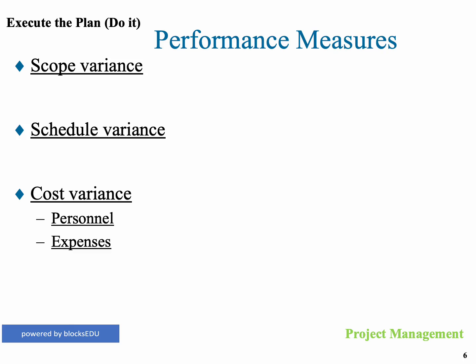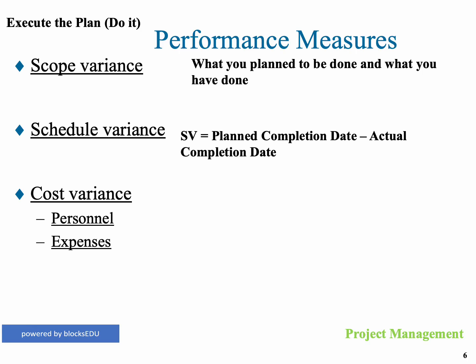Now, in order for us to answer those questions, we need to look at some performance measurements. We need to look at the scope variance, the schedule variance, and the cost variance. The scope variance is simply what you planned to do and what you have done at whatever point in time you're doing your project health and status. Schedule is planned completion date versus actual completion date. For every task you have, what date did you say you were going to complete it, and what date did you actually complete it? And we look at our cost variance, which is basically the planned personnel costs, the resource costs, and the actual personnel costs.